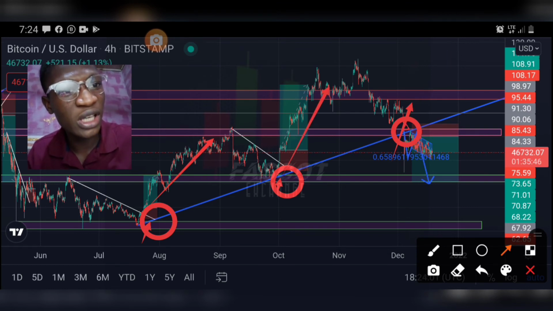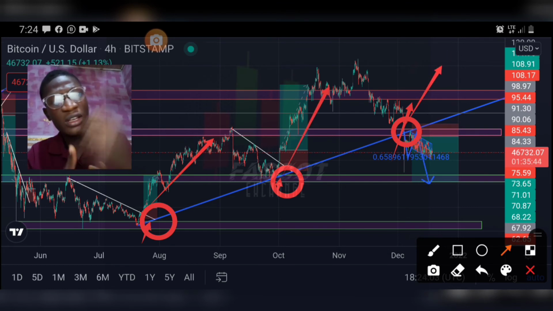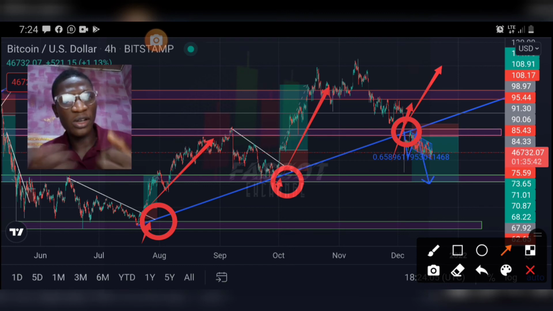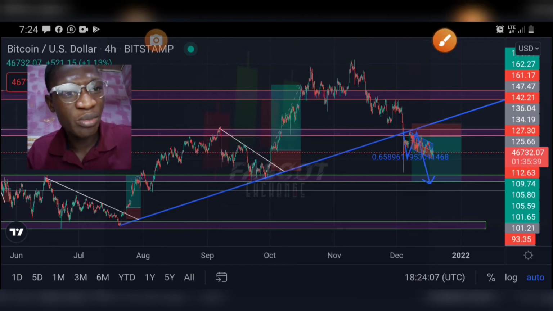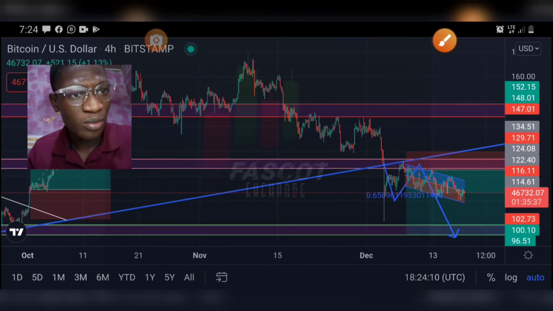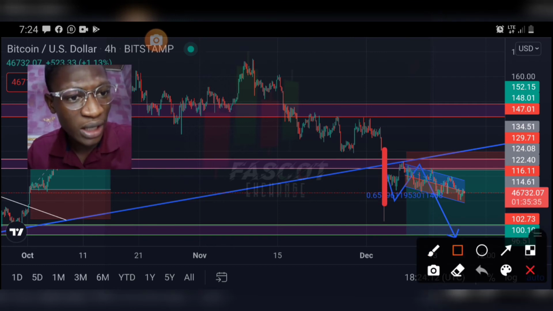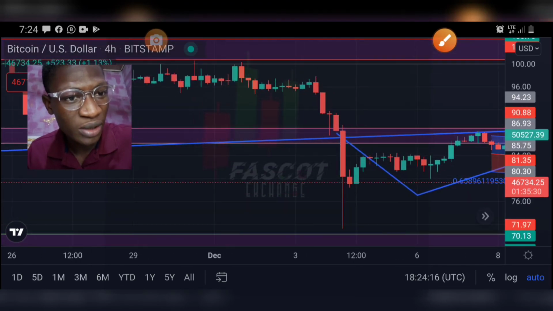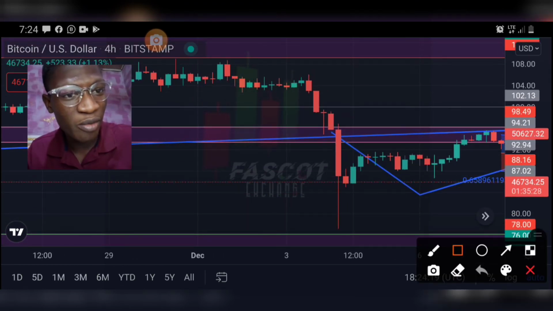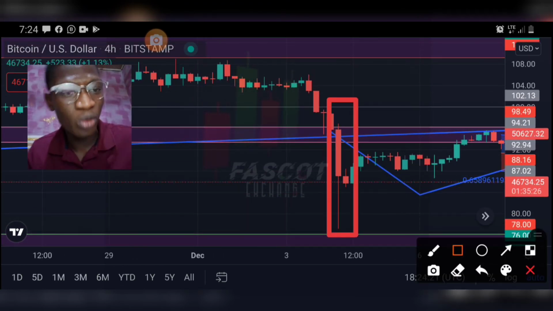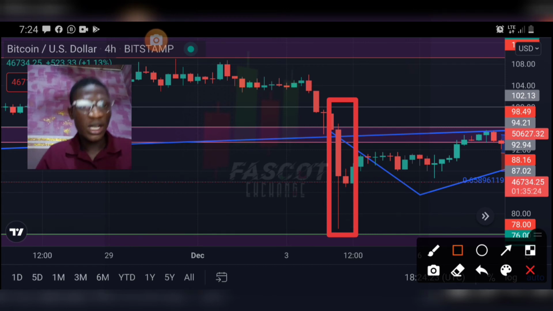So I was expecting a new high to be formed, but that new high couldn't form. There is not enough liquidity in there. Then I saw this break of market structure with this big candle here. Okay, let me just zoom in there. See, I saw this break of market structure with this bearish candle.